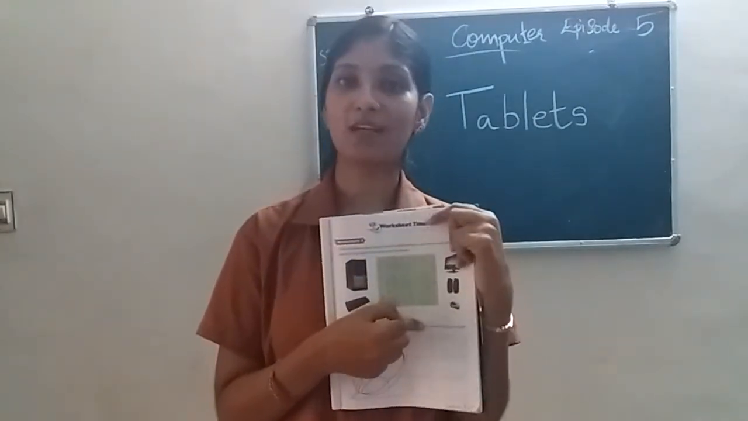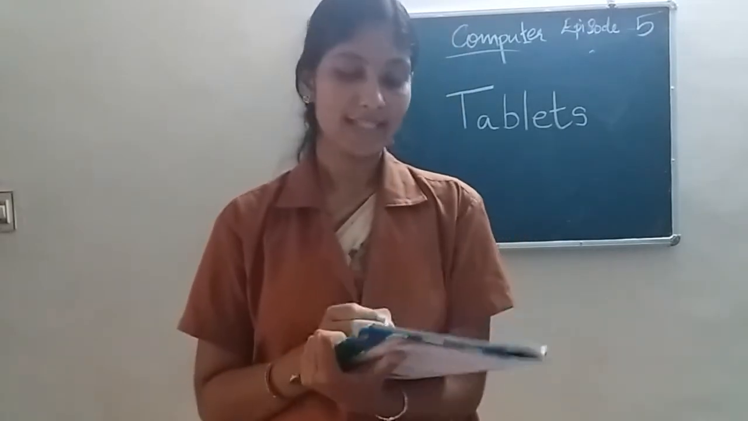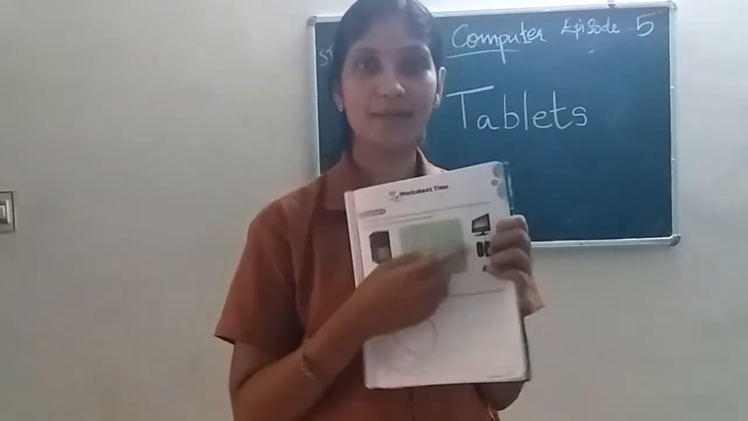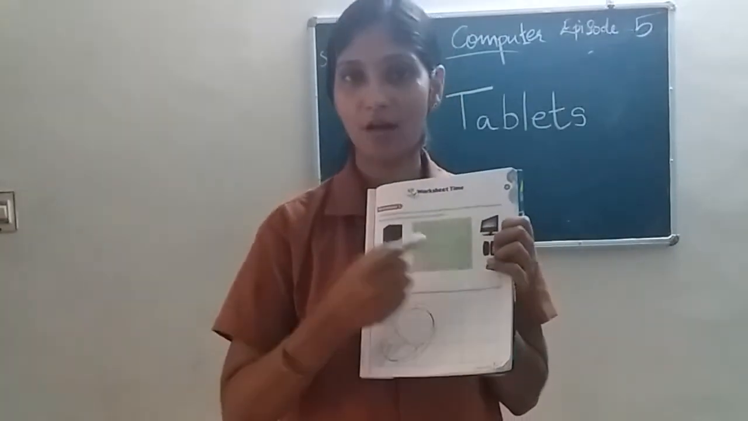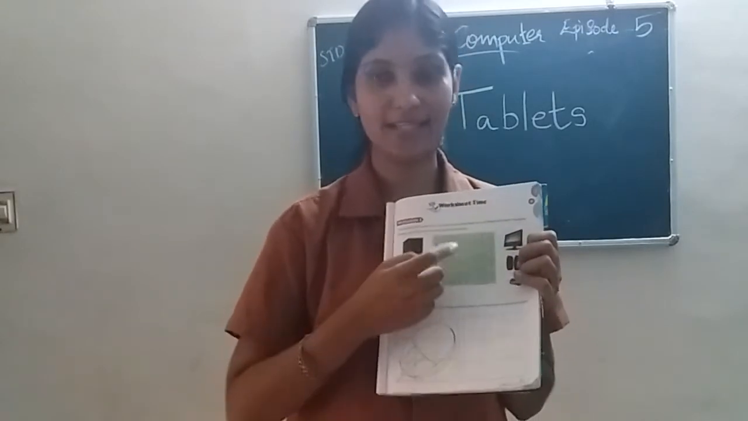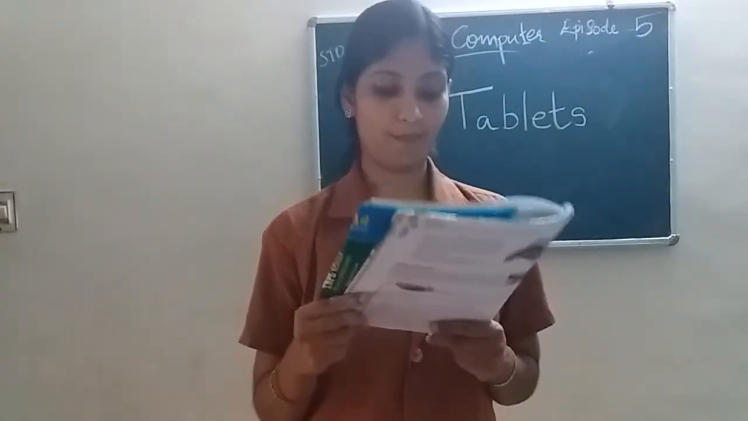Then what is the spelling of mouse? M-O-U-S-E. Okay. Then you have to fill or draw vertically and horizontally lines in this box in your textbook. Okay. Then let's go to the worksheet number 2.